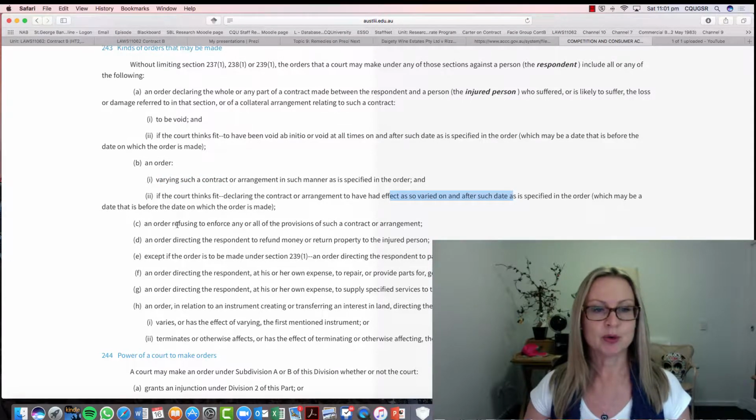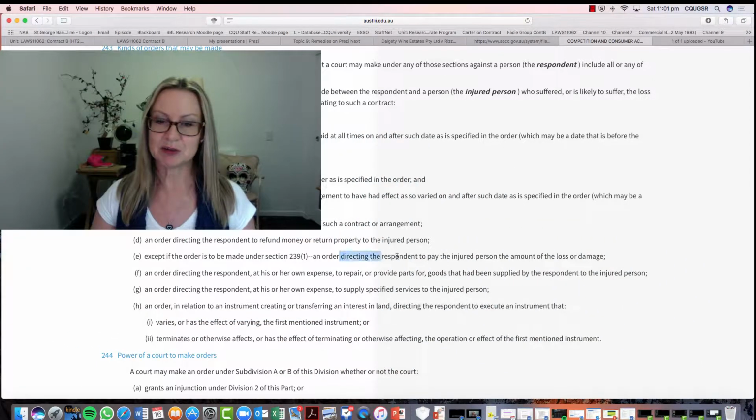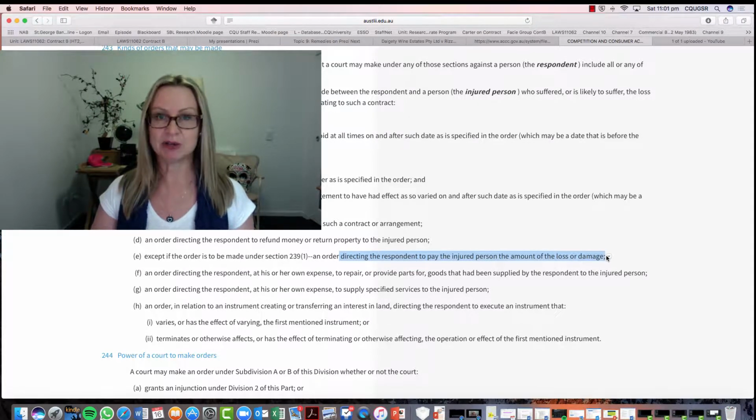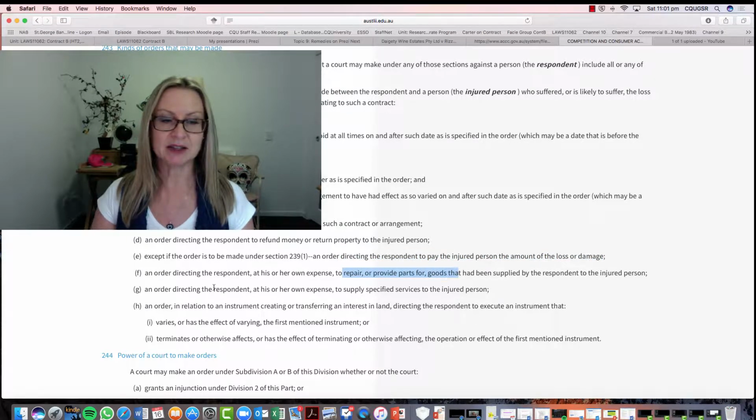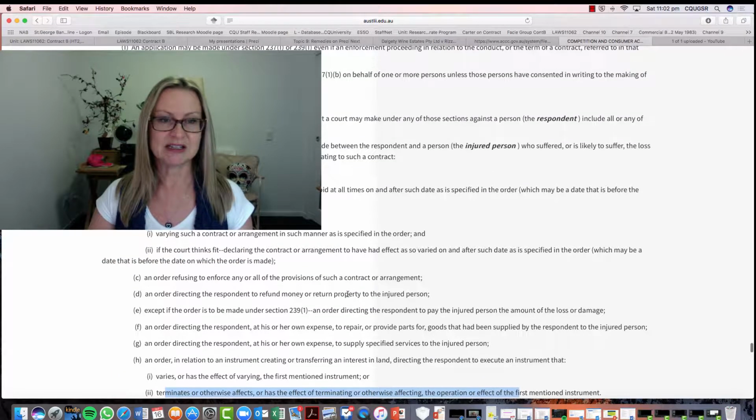An order refusing to enforce provisions, directing the payment of money, directing the respondent to pay the injured person, and this can be a third party, the amount of loss or damage, an order directing to repair or provide parts, directing the respondent to supply certain services, or where it's in relation to transferring an interest in land, to vary the instrument or terminate the instrument.